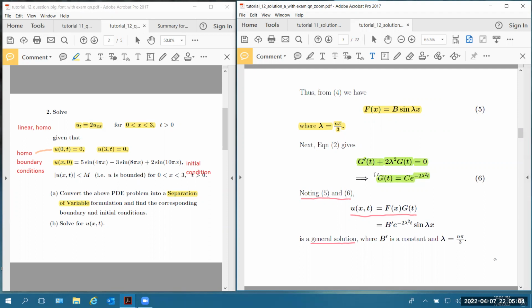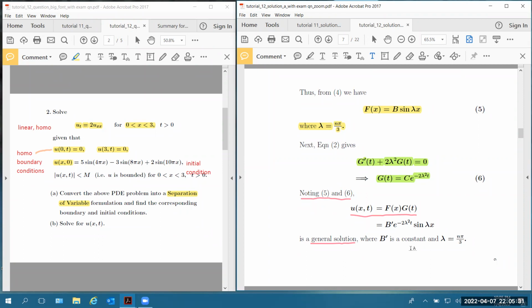Go and solve all, you'll get like that. C is a constant. Okay, so now you've got your f(x), you've got your g(t). Let's put it together, then we'll get my u(x,t). So this is my u(x,t), so multiply, so this is what we have. Here b is constant, here c also constant, right? So I just call it b prime. Okay, so this is a general solution.